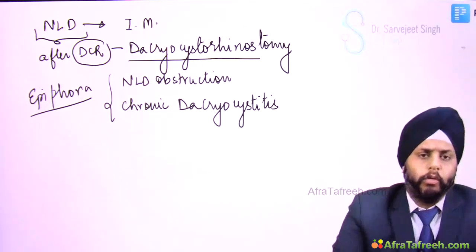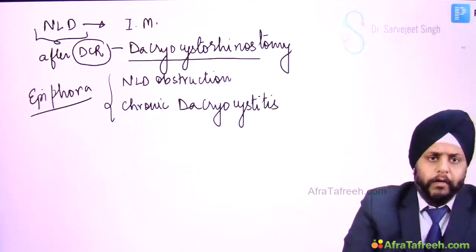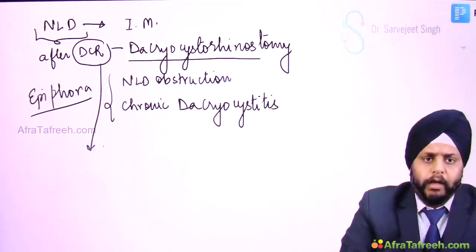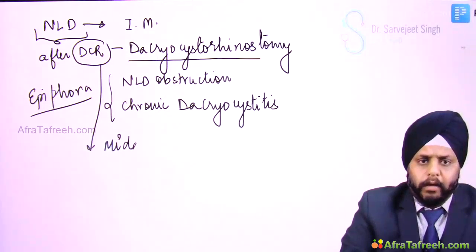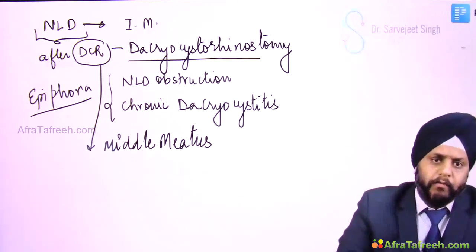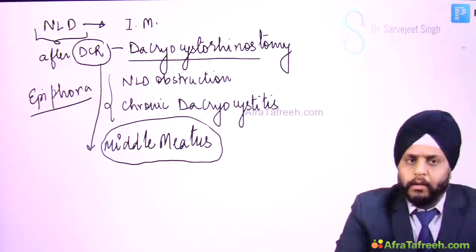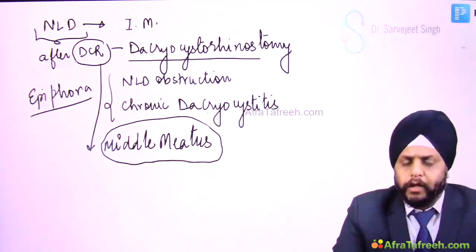Now what we do in dacrocystorhinostomy, we make another opening of NLD. Okay, so we operate and we make another opening of NLD, and where is it made? This opening is made in the middle meatus. Right? So this big wide opening is made in the middle meatus.